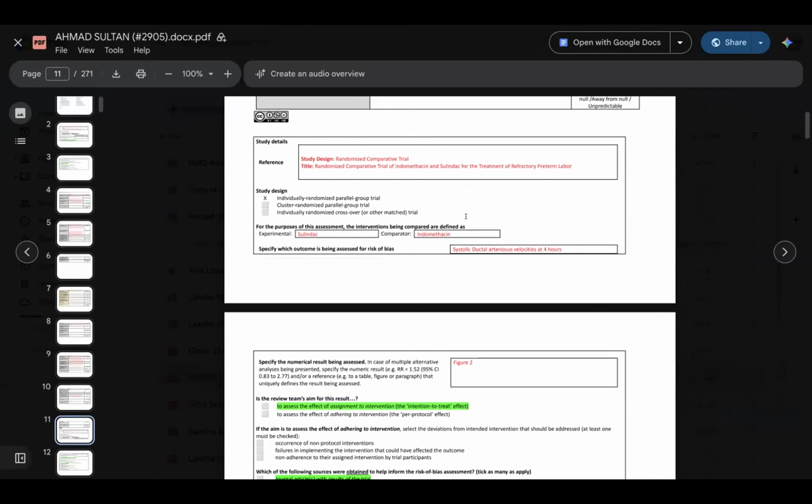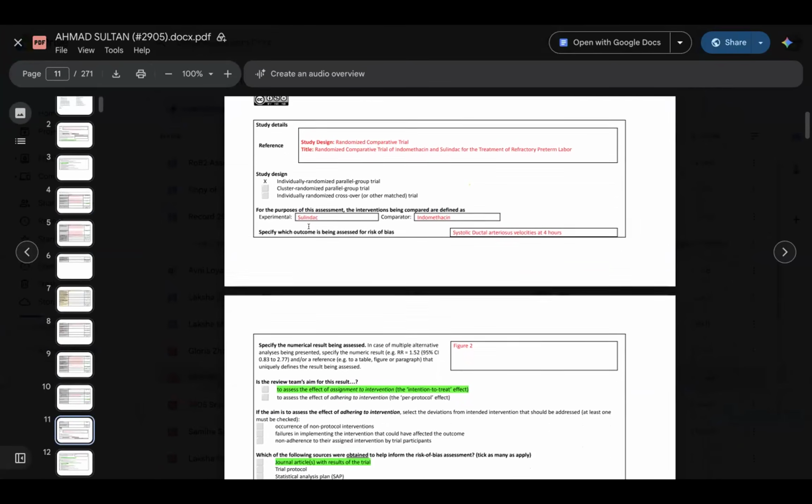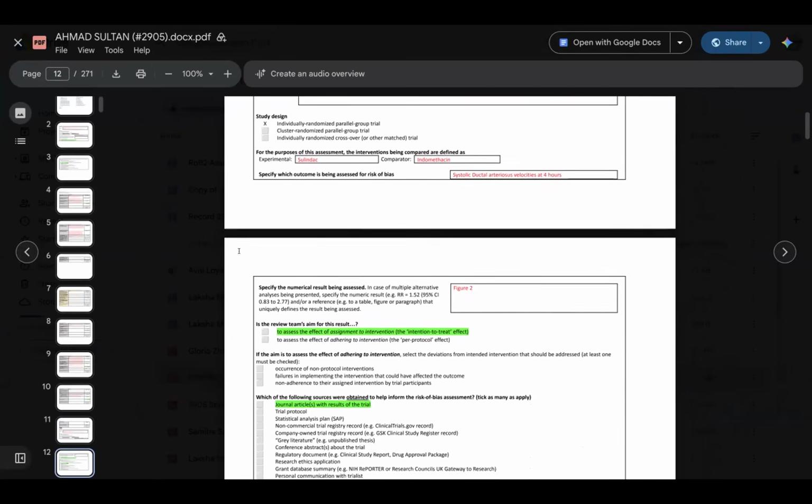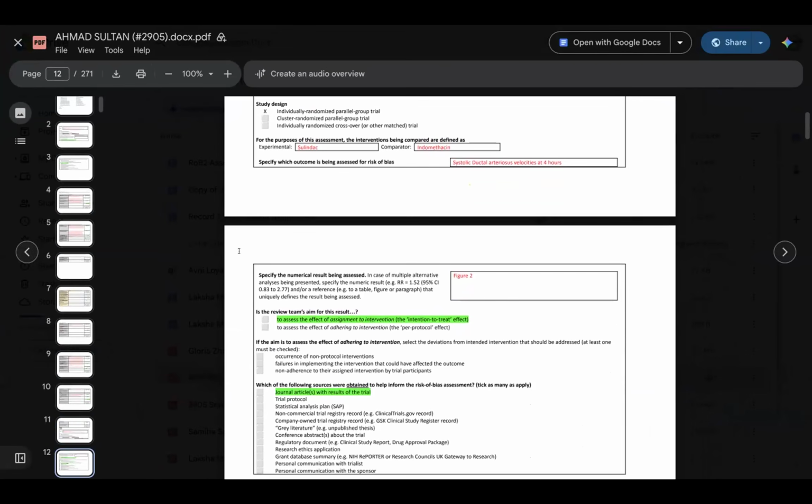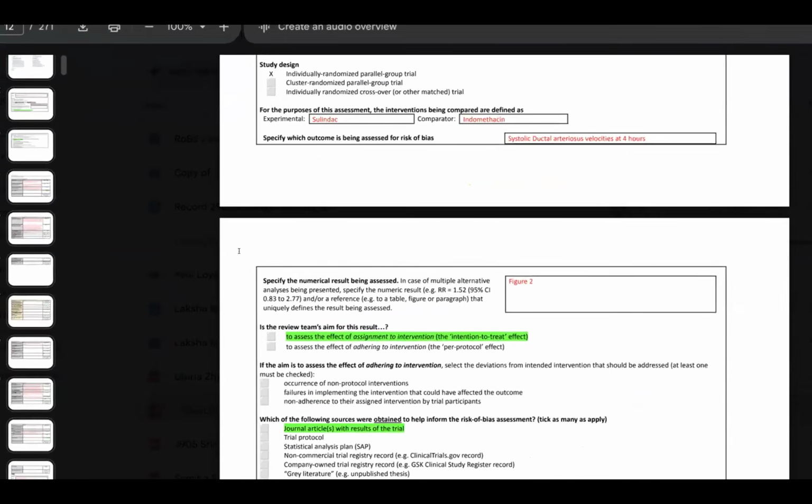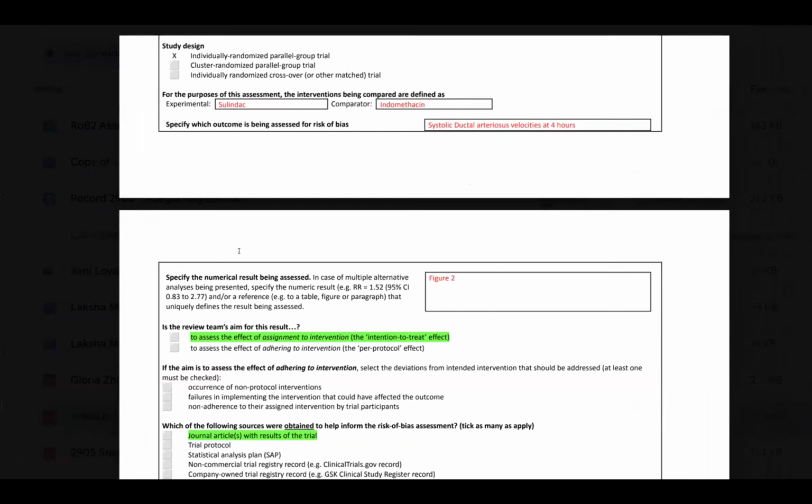That one's going to be the systolic ductal arteriosus velocities at 4 hours. Okay, so now we know at least there's some medication on board in this one, because the first one would have been baseline, so we didn't need to do that. But it certainly did prove that Ahmad is very dedicated to this.